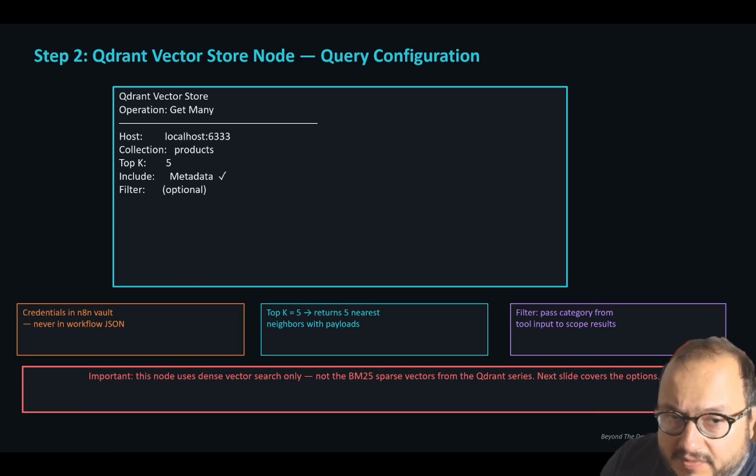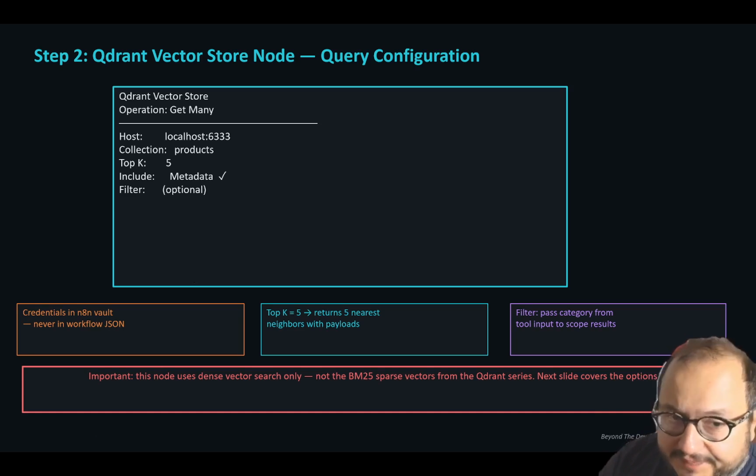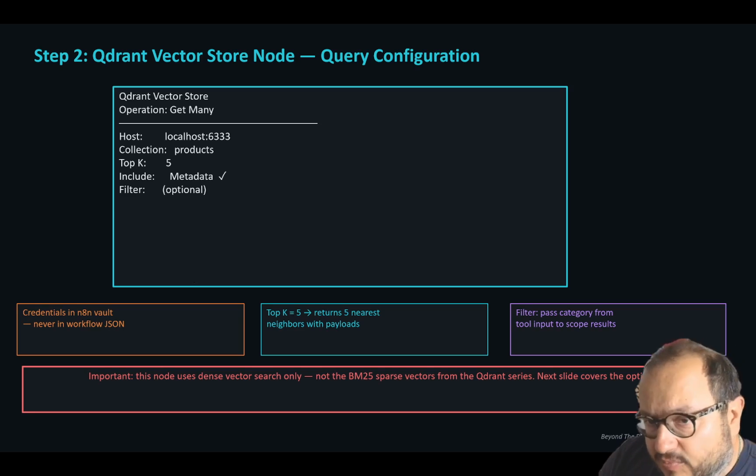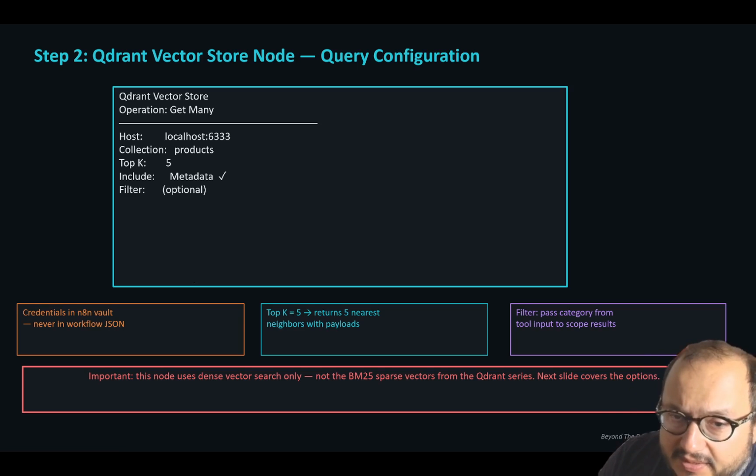Create a new sub workflow. Add a when executed by another workflow trigger node, same as the other tool sub workflows. This receives the JSON object the agent sends: a query string, and an optional category filter. Then an embeddings node, same model as ingestion, text-embedding-3-small, and set the input to $json.query. This converts the query string into a vector.